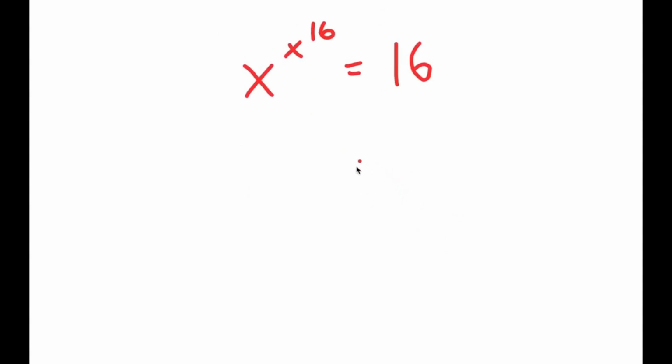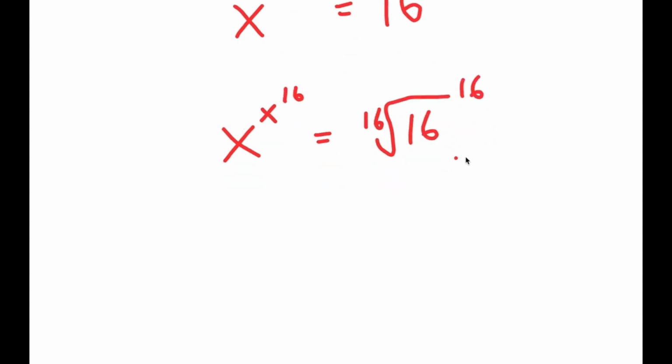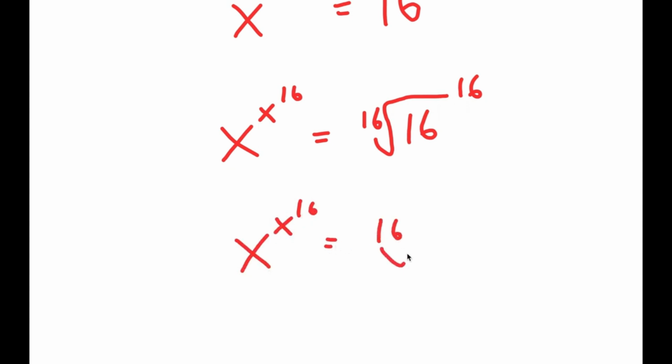Now from here, I'm going to write 16 as the 16th root of 16 to the power of 16. And this is the same thing as the 16th root of 16 to the power of the 16th root of 16, because 16 is the same thing as the 16th root of 16 to the power of 16 to the power of 16.